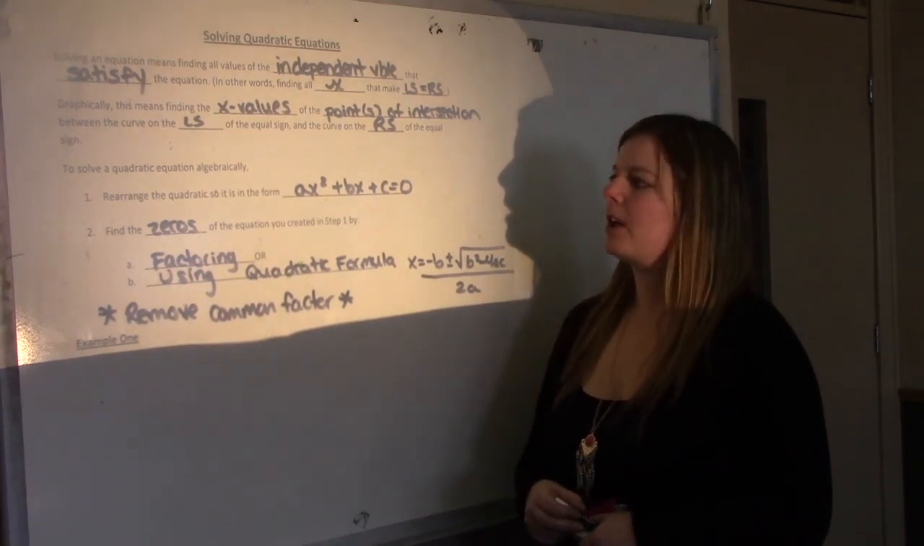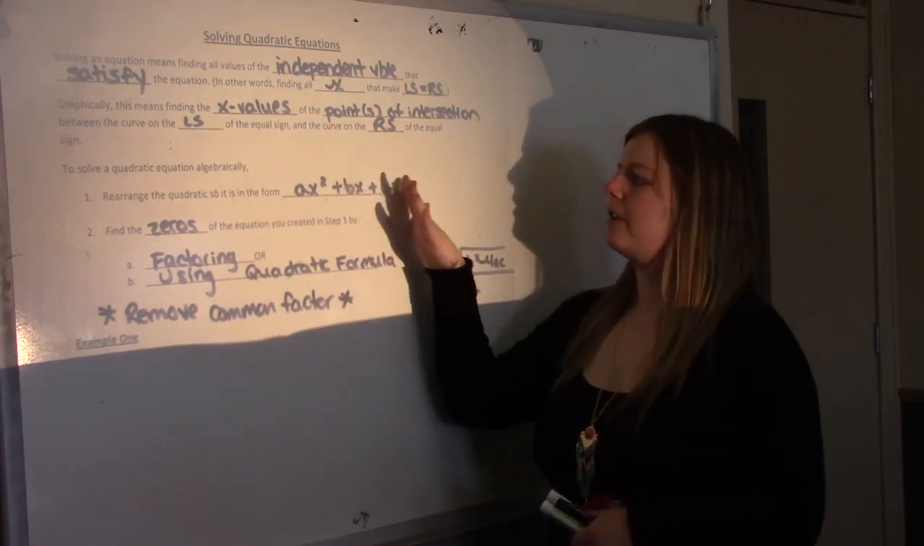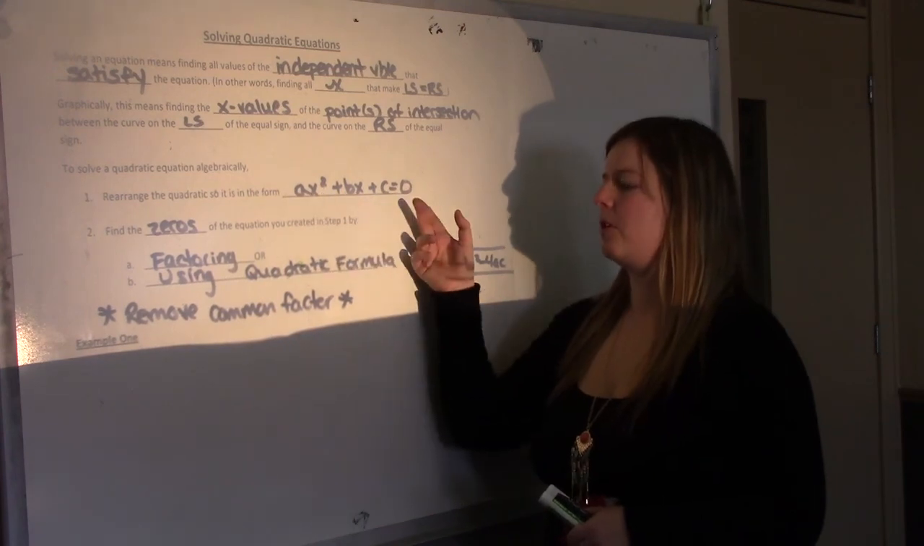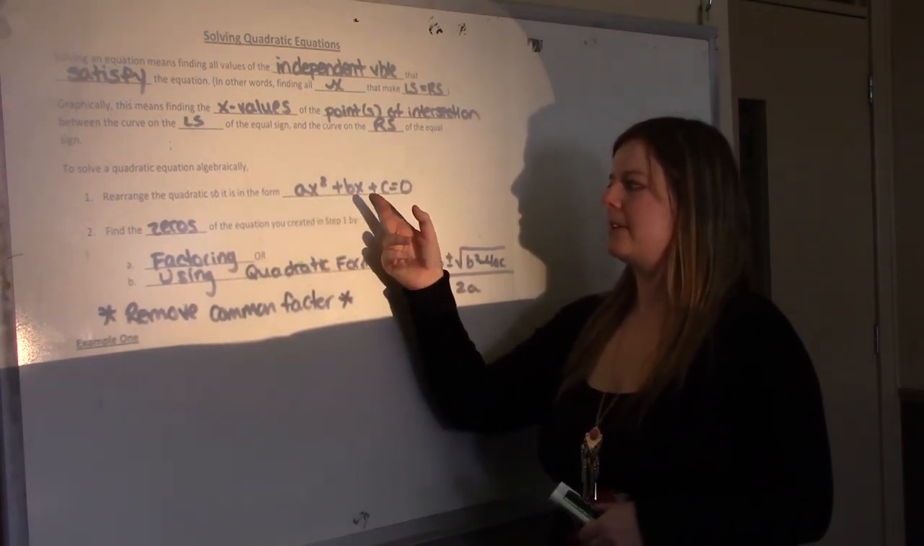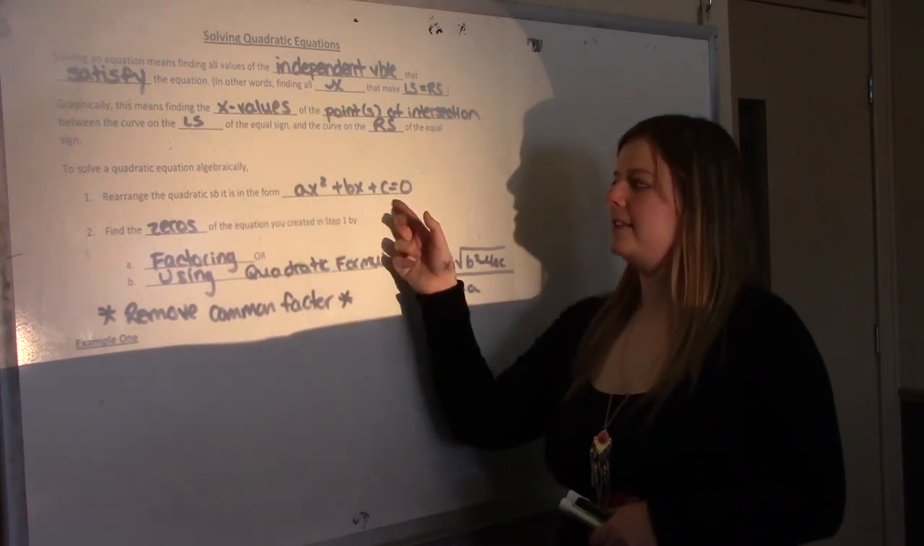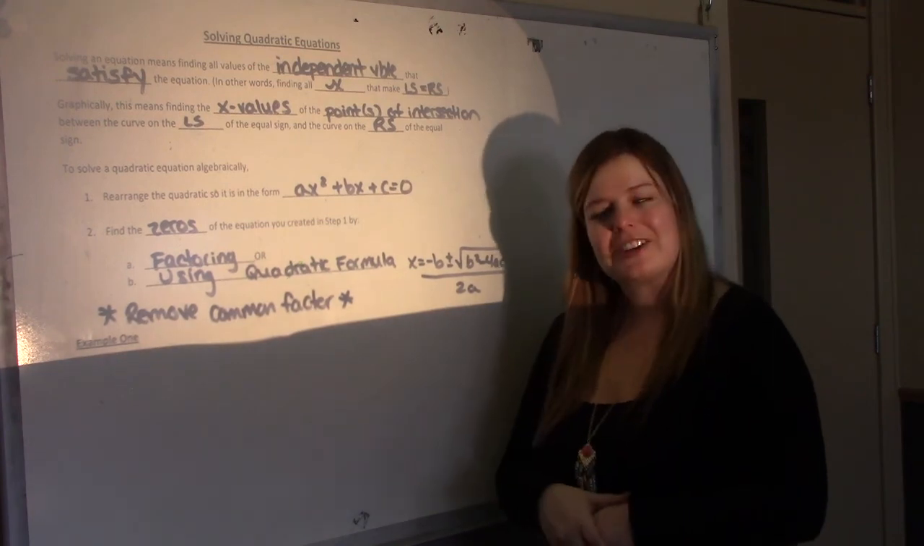Okay? So to solve a quadratic equation algebraically, you need to move everything over to one side so that you have a new quadratic in this form, okay? ax squared plus bx plus c equals 0. You have to have the equals 0. Then you're finding the zeros of this new rearranged quadratic equation.